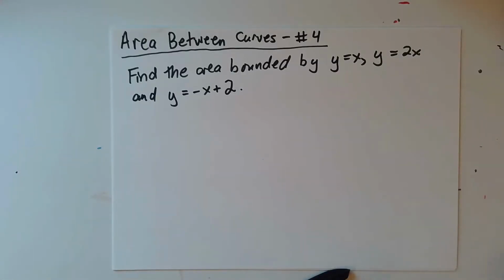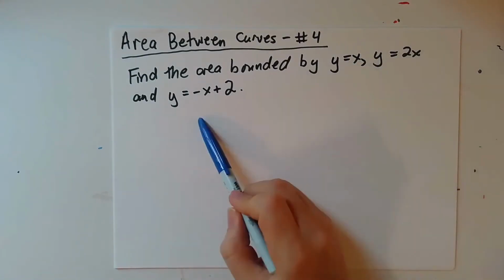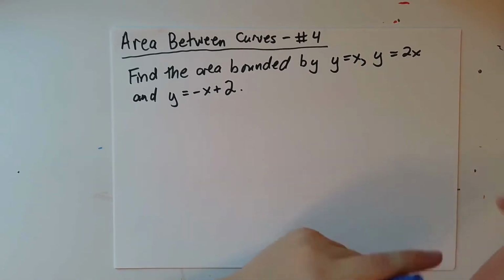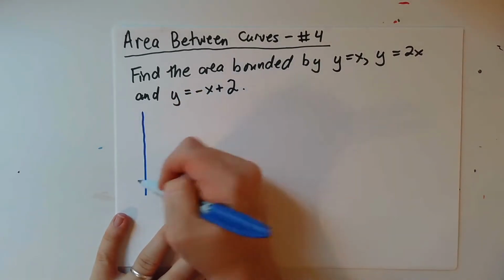Hello, class. I got some questions about this homework question. So this is area between curves number 4. The question is, find the area bounded by these three lines. And it encourages you that it's helpful to first sketch the graph, which is a wise thing to do because it helps you visualize what's going on.